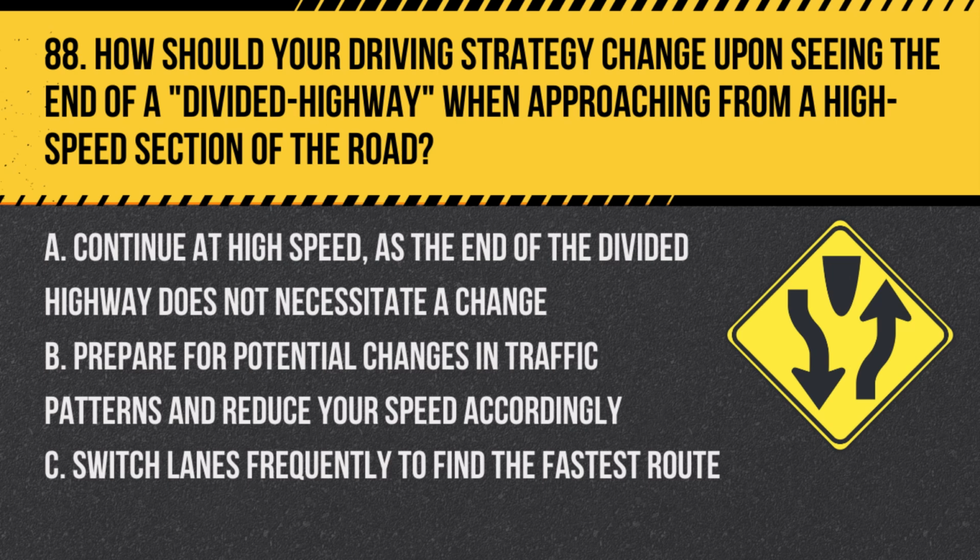How should your driving strategy change upon seeing the end of a divided highway when approaching from a high-speed section of the road? A. Continue at high speed, as the end of the divided highway does not necessitate a change. B. Prepare for potential changes in traffic patterns and reduce your speed accordingly. C. Switch lanes frequently to find the fastest route.